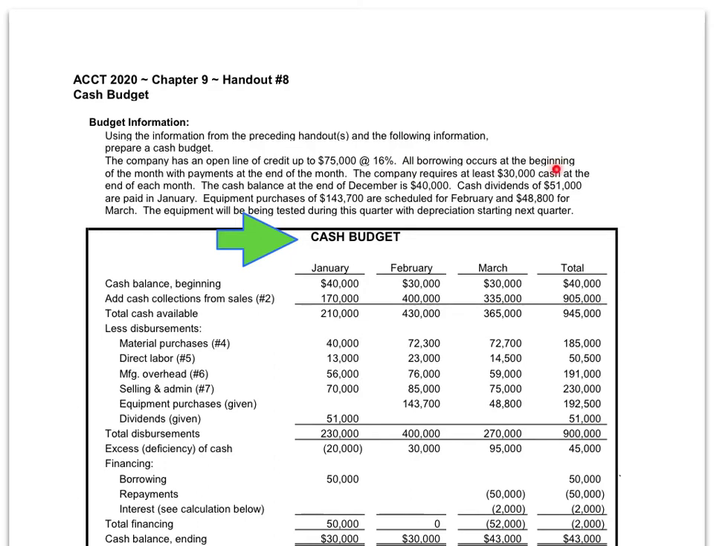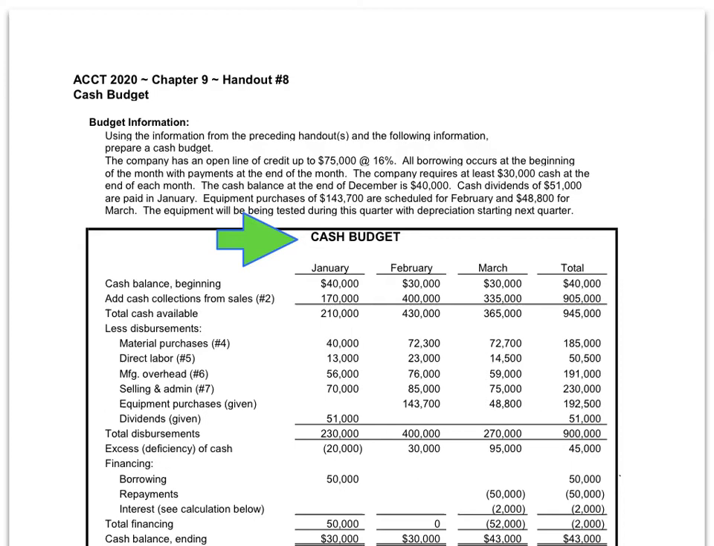All borrowing occurs at the beginning of the month with payments at the end of the month. The company requires at least $30,000 cash at the end of each month. So that's basically what they always want to have in their checking account. They don't want to take it down to nothing. The cash balance at the end of December is $40,000. Cash dividends of $51,000 are paid in January. Equipment purchases of $143,700 are scheduled for February, and $48,800 for March. So they're going to buy equipment in a couple of different months. The equipment will be tested during this quarter, with depreciation starting the next quarter, which will be in April.